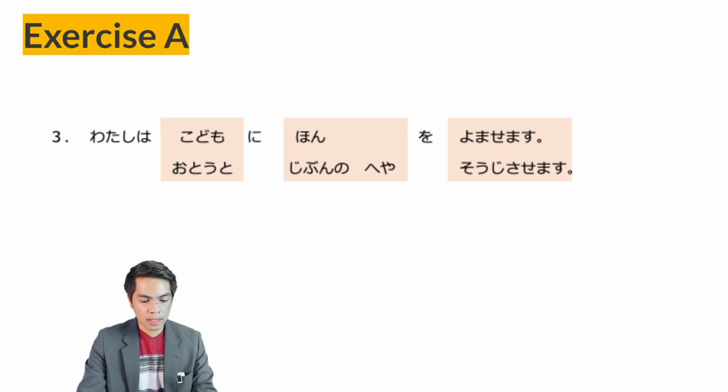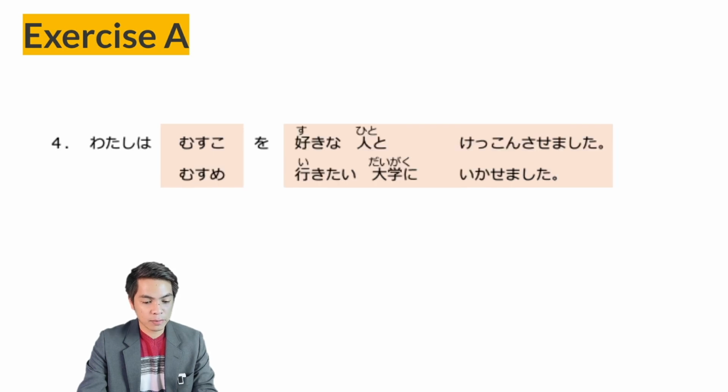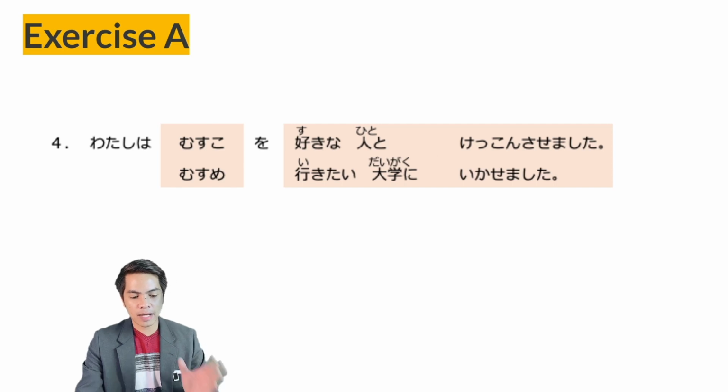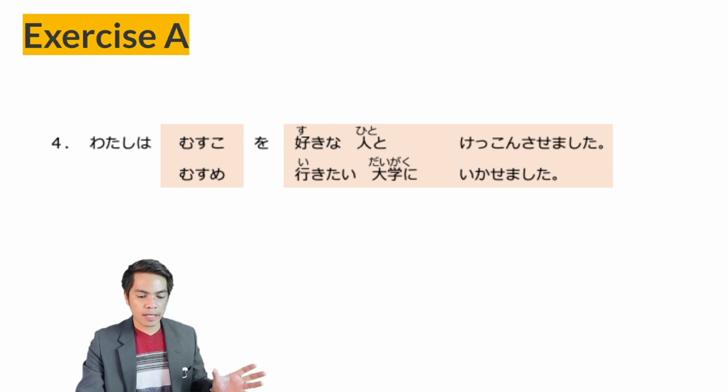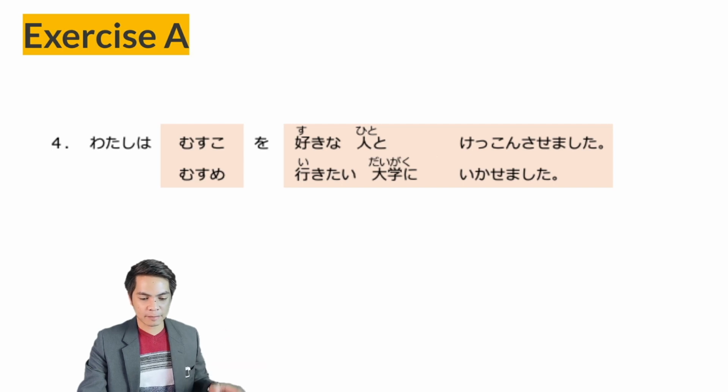Next line. Watashi wa ototo ni jibun no heya o souji sasemasu. I make my brother, or younger brother, clean his own room. Number 4. Watashi wa musuko o suki na hito to kekkon sasemashita. So I, musuko o, make my, or let my son, suki na hito to kekkon sasemashita. Marry the person he likes.